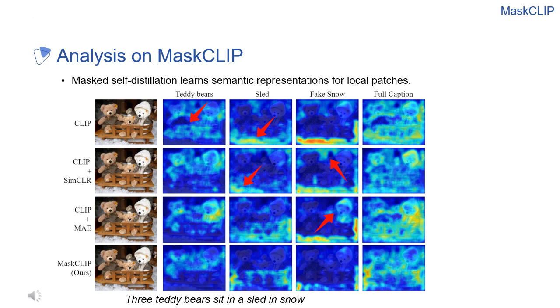Then we select the nouns from the caption and prompt them into new text, such as a photo of teddy bears, and we show their similarity with image tokens. We have different observations: for MAE, it fails to disentangle the white teddy bears and the snow. This may be because its training supervision is pixel. It does not have semantic information and leads the model to use color as evidence. On the contrary, our MaskCLIP works well. This proves that mask self-distillation helps the model to learn better semantic representation for local patches.